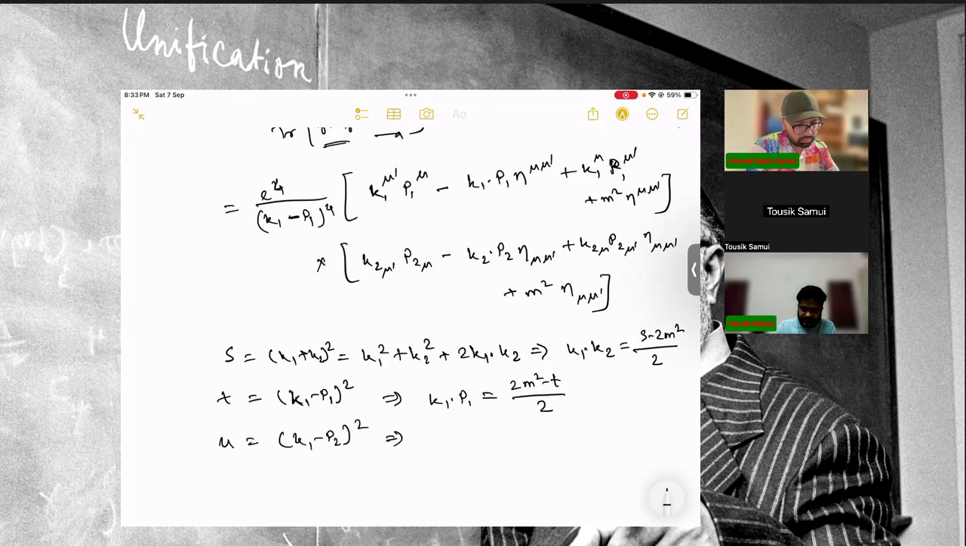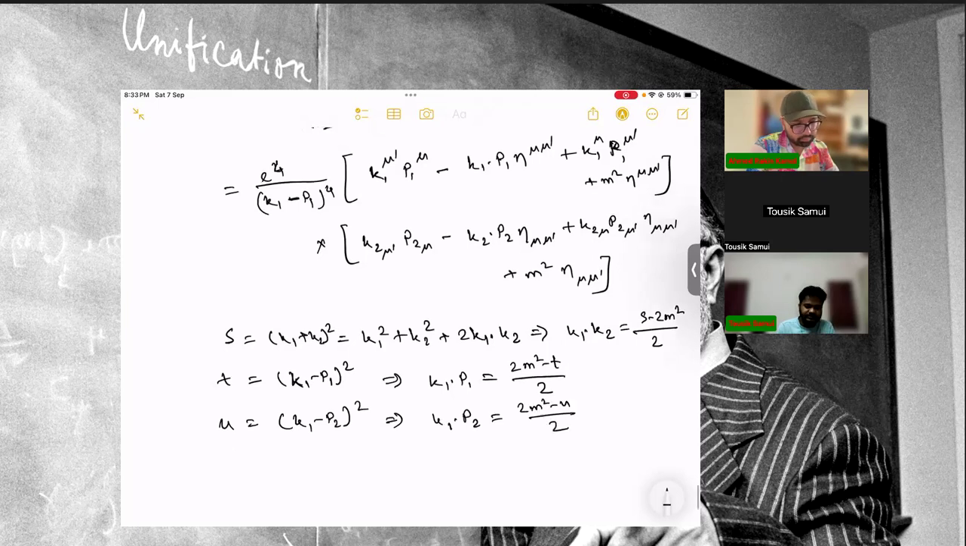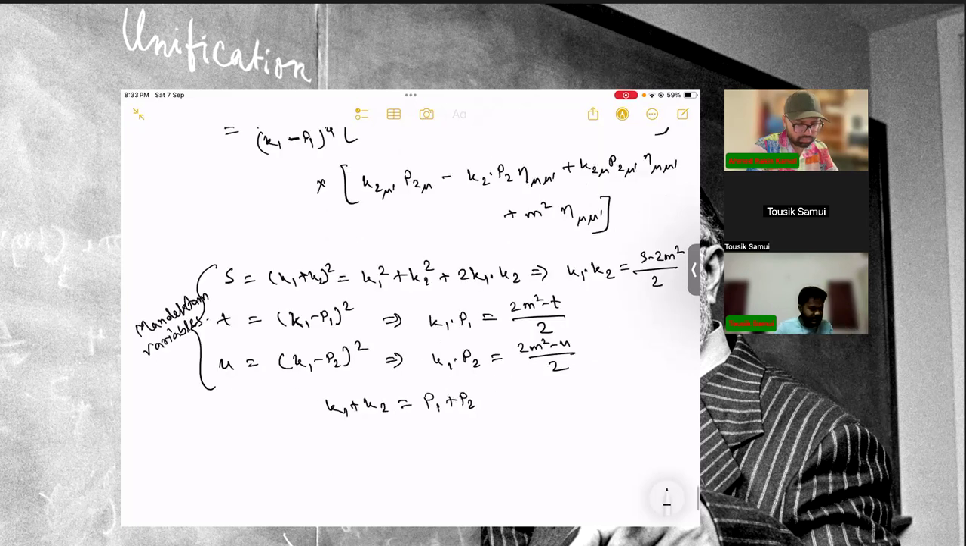So all sorts of dot products will appear, and it will be 2m squared minus u over 2, and these three are called Mandelstam variables. Even though we have four momenta, because of momentum conservation, we have k1 plus k2 equals p1 plus p2, so one of them is actually dependent.